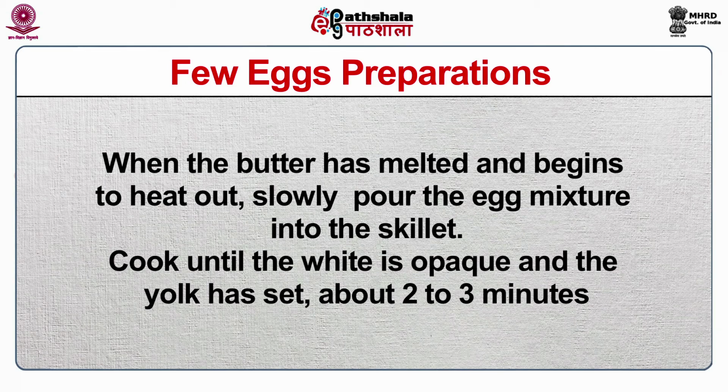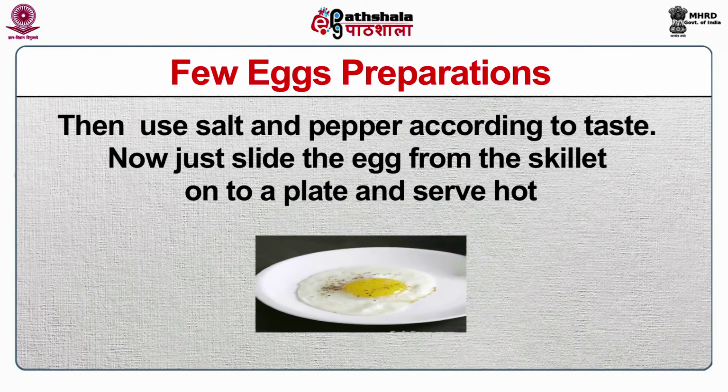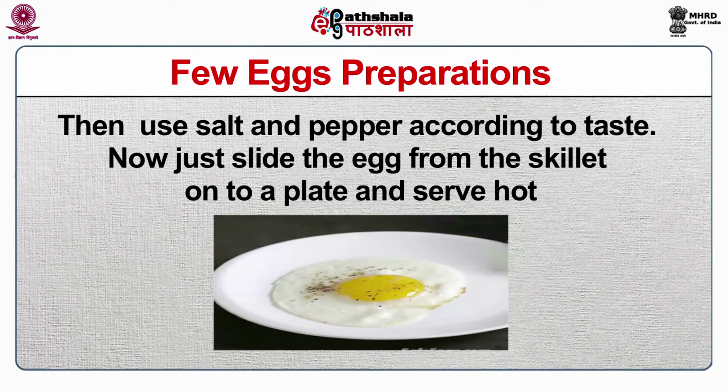Cook until the white is opaque and the yolk has set, about 2 to 3 minutes. Then use salt and pepper according to taste. Now just slide the egg from the skillet onto a plate and serve hot.